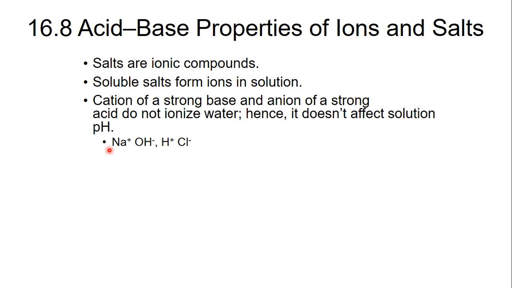So, for example, the strong base sodium hydroxide: the cation of a strong base is sodium. Sodium will not affect water whatsoever, so it will not change pH. Hydrogen chloride: chlorine is the anion of a strong acid. This chlorine is not going to affect water in any way, so the pH won't change.